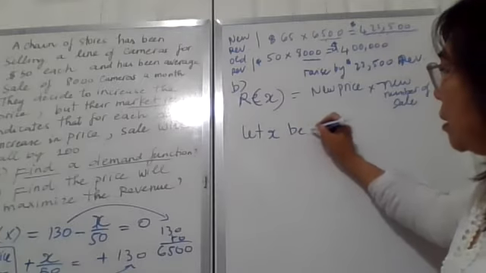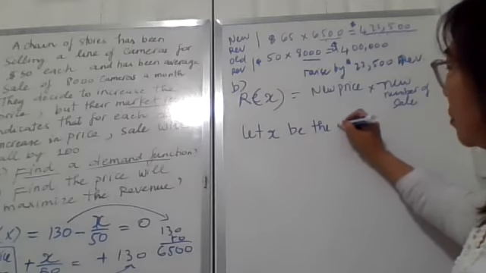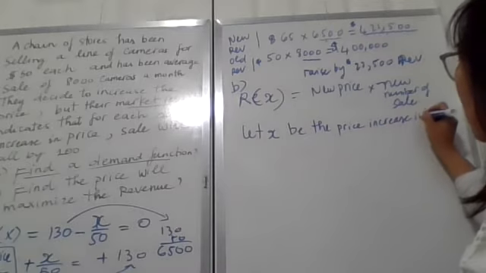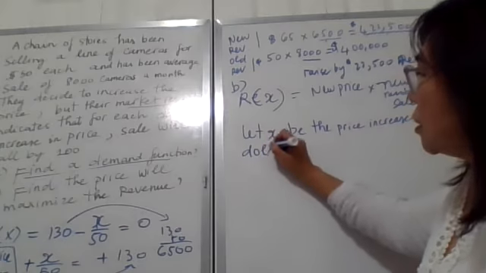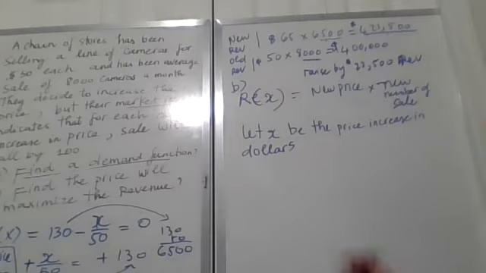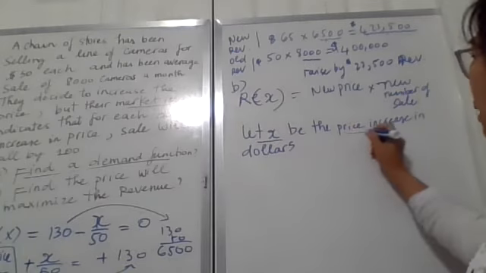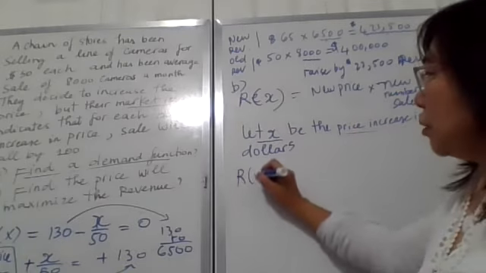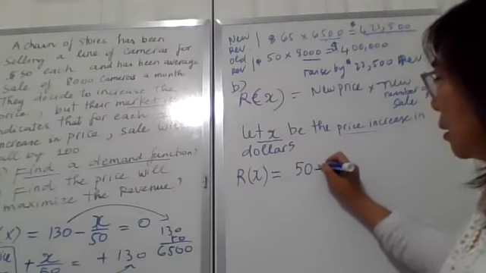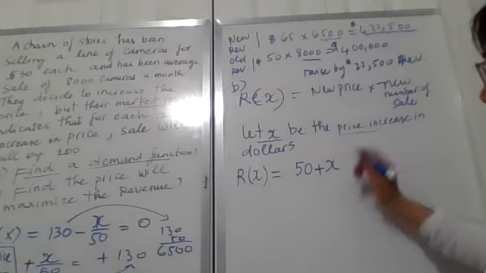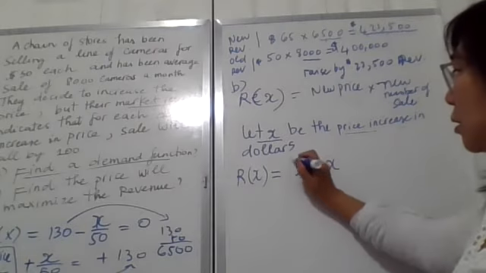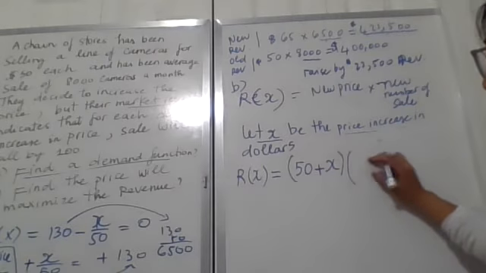Let X be the price increase in dollars. So now maybe we can increase $10 or maybe $20 or maybe $60, right? We don't know. So we say let X be the price increase in dollars. So our revenue will be equal to the old price, which is 50, added with X, the price increase. Maybe we increase by $10 or maybe $11, whatever it is we put in here. So that's the new price, times the new sales.